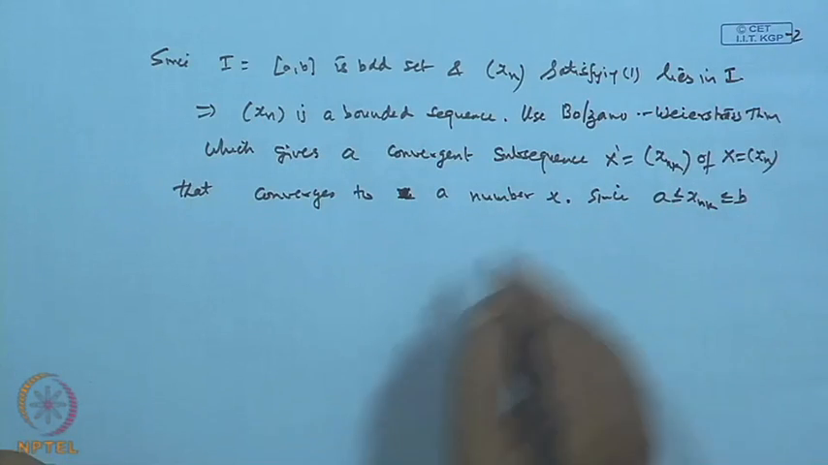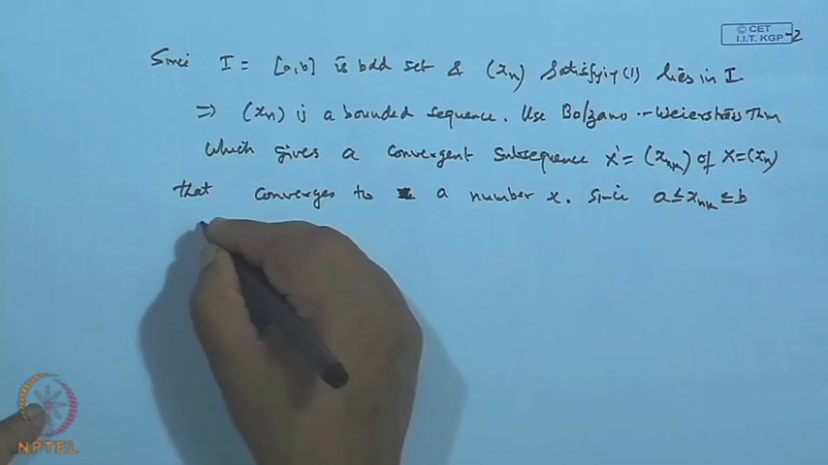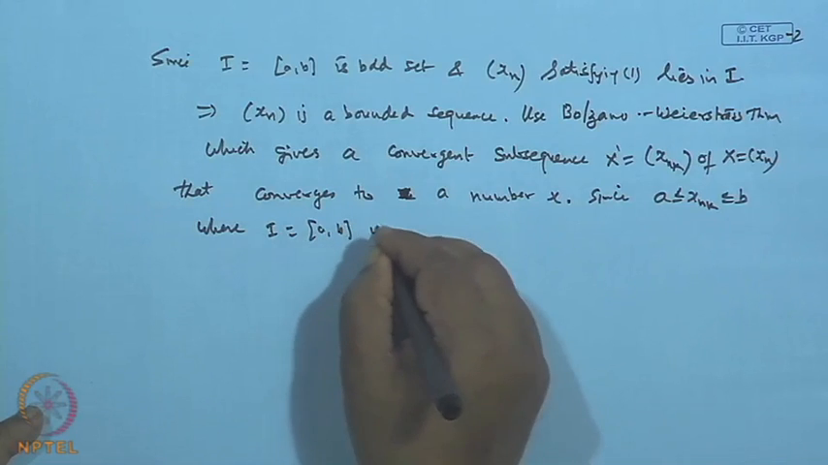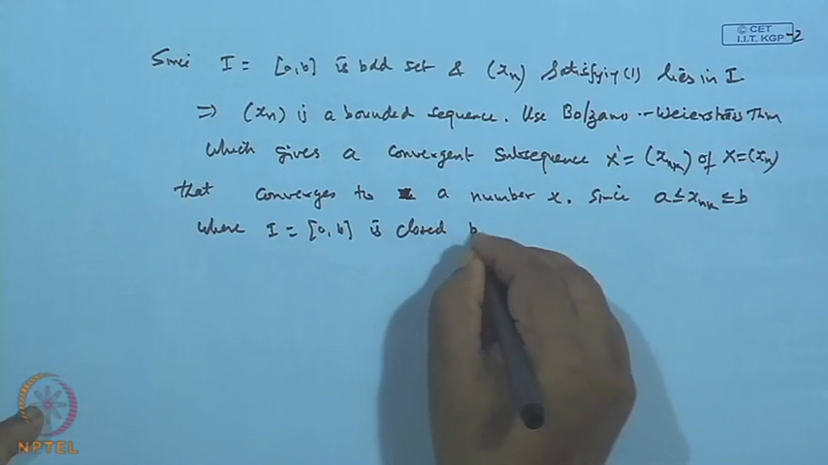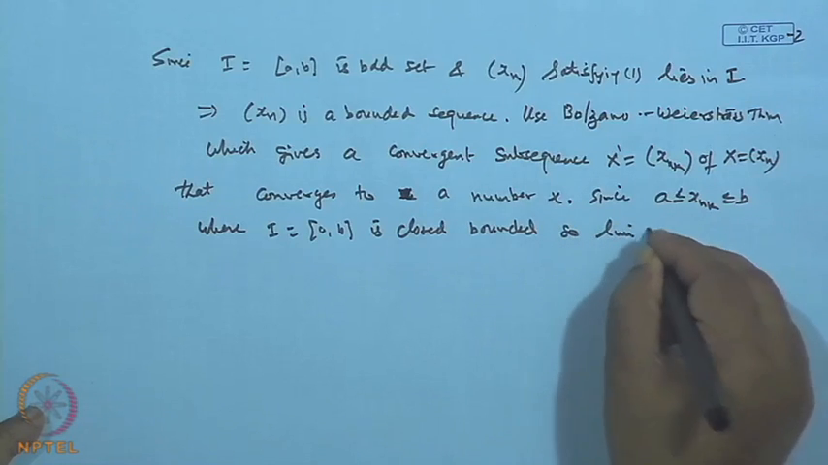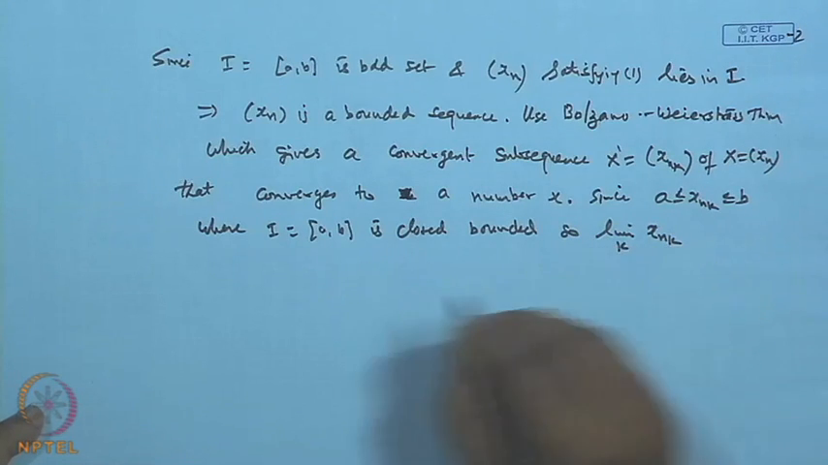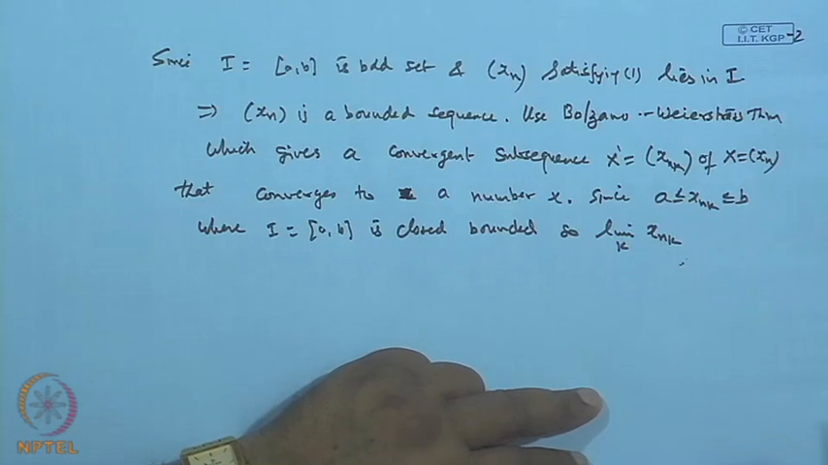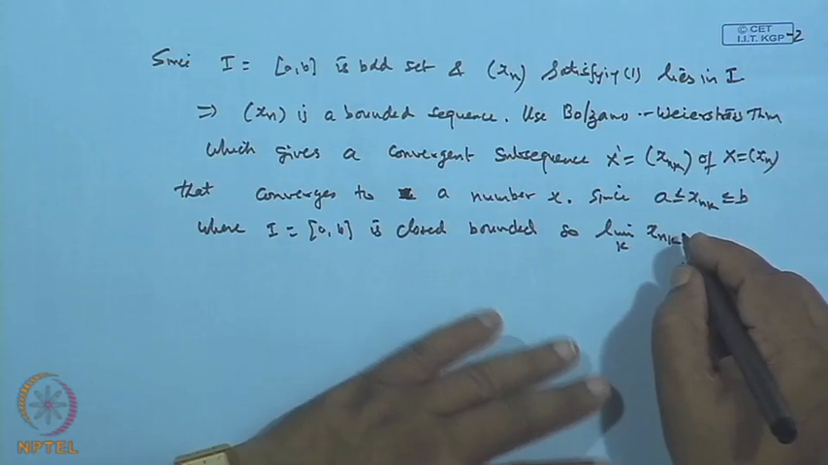So, since I is a closed bounded interval, the limit point of this sequence x_{n_k} over k obviously belongs to I, obviously belongs to I.